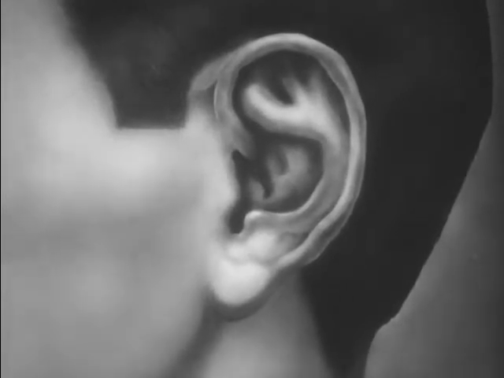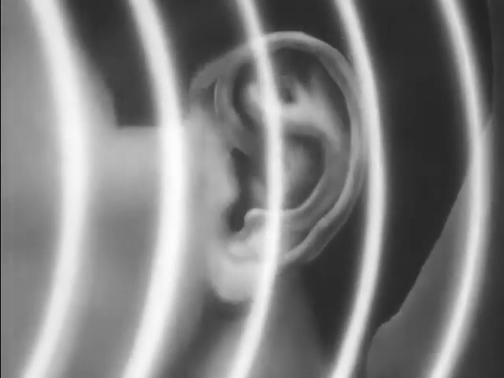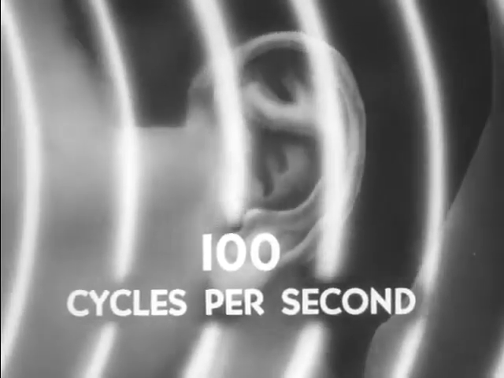Frequencies audible to the human ear range from about 20 cycles per second to a maximum of 20,000 cycles per second. Note the change in the tone of several different frequencies.